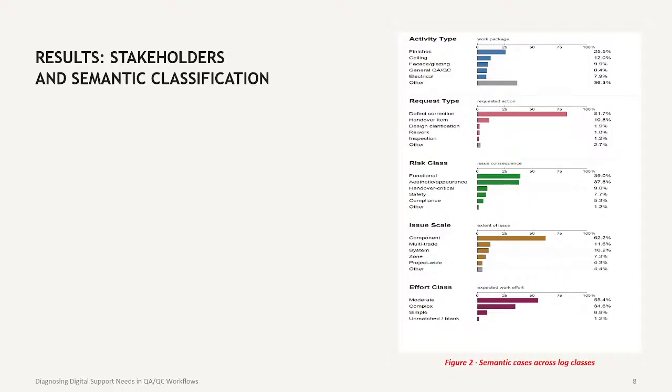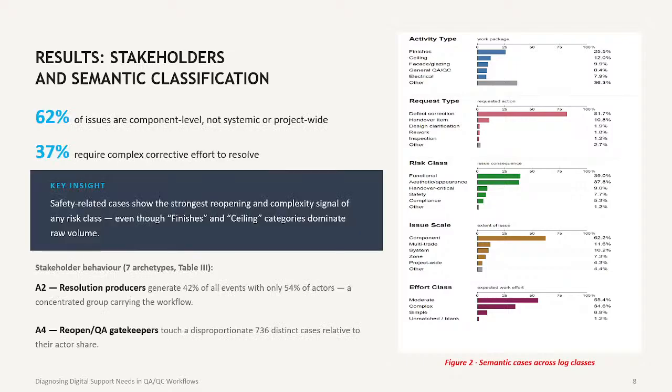Then those events were classified based on semantics. We analyzed the text description, what was written about the issue, about the event, and what happened there. It created 5 categories distributed based on occurrence. The key insight is that the 2 major occurrences showing the major attention needed for further action are safety-related cases and handover.